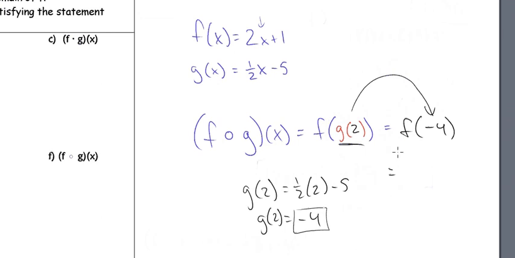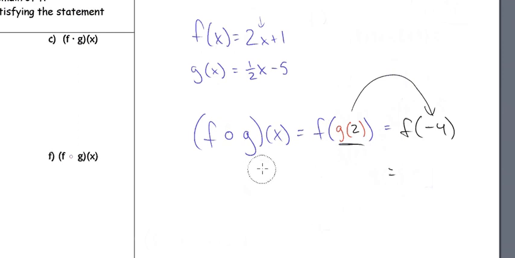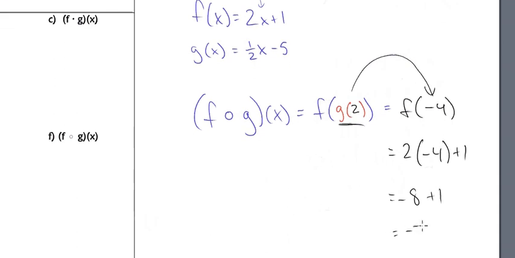And f of negative 4, let me clear this space up over here. That will give us 2 times negative 4 plus 1, which would be negative 8 plus 1, so negative 7. f of g of 2 is equal to negative 7.